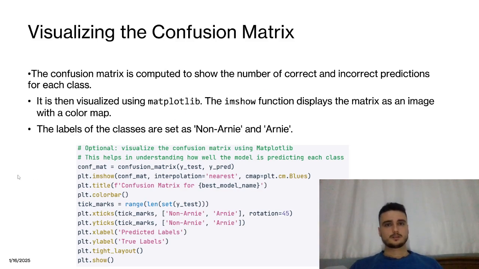Visualizing the confusion matrix. The confusion matrix is computed to show the number of correct and incorrect predictions for each class. It is then visualized using matplotlib. The imshow function displays the matrix as an image with a color map. The labels of the classes are set as non-RNA and RNA.